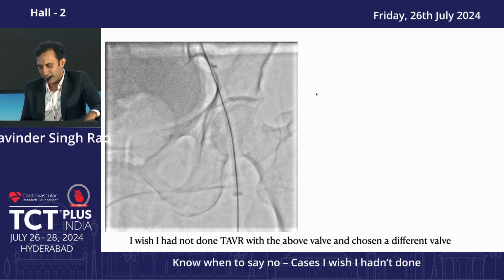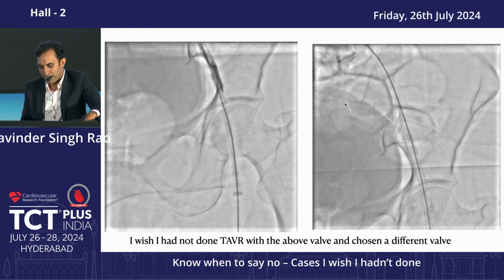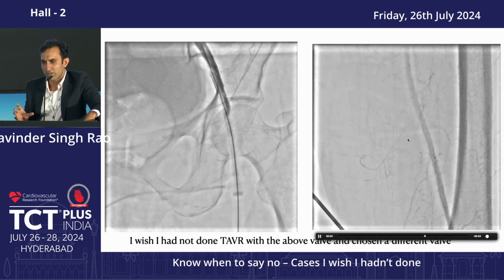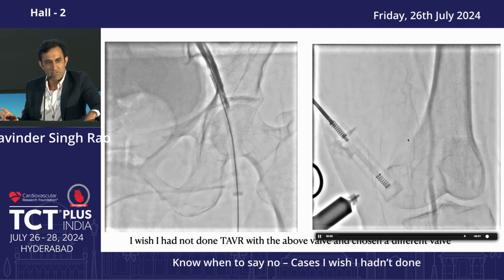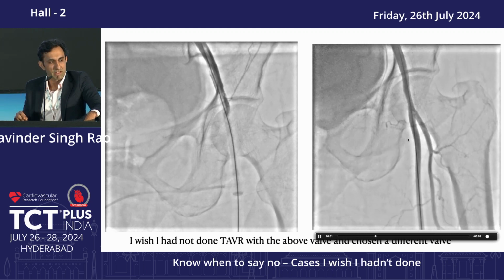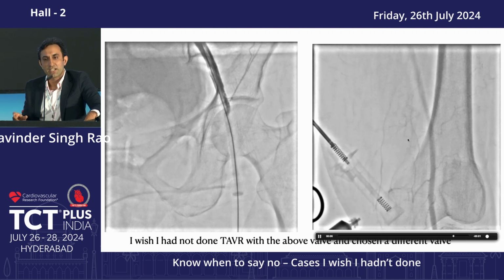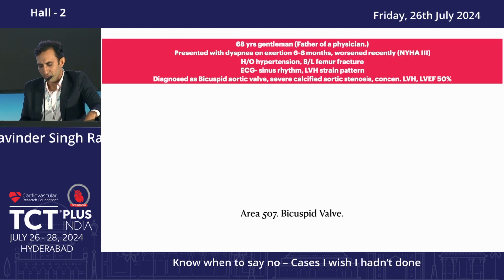We fixed it by putting in a stent, that's a different scenario, but I wish I had chosen a different TAVR valve. So that's very, very important again. You choose a TAVR platform which can easily go through a femoral vessel. You understand the OD of the femoral sheath and the interaction of the femoral sheath with the patient's common femoral vessel.